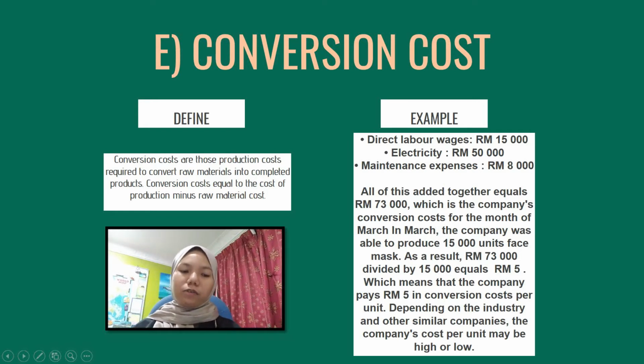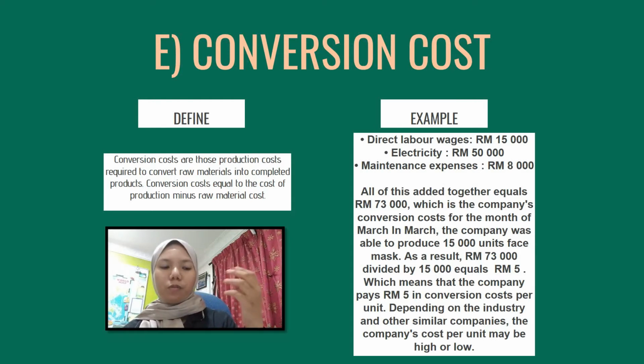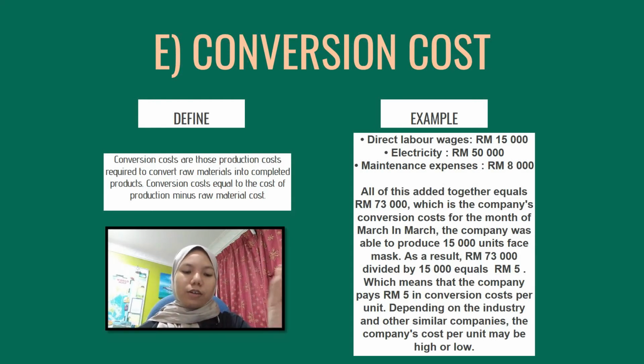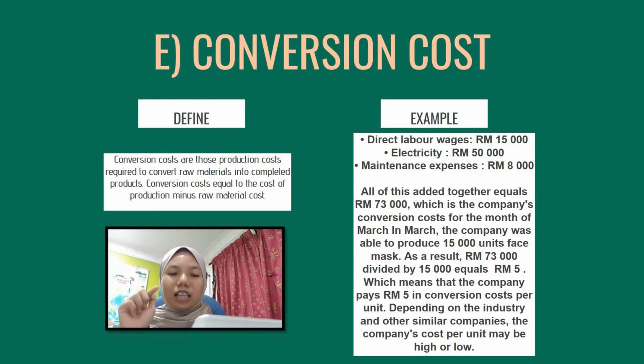Conversion cost is the production cost required to convert raw materials into finished products. Conversion cost equals the cost of production minus raw material cost. For example, direct labor wages amount to 15,000. The electricity is 50,000. Maintenance expenses is 8,000. All of these together equal 73,000 ringgit, which is the company's conversion cost for the month of March.